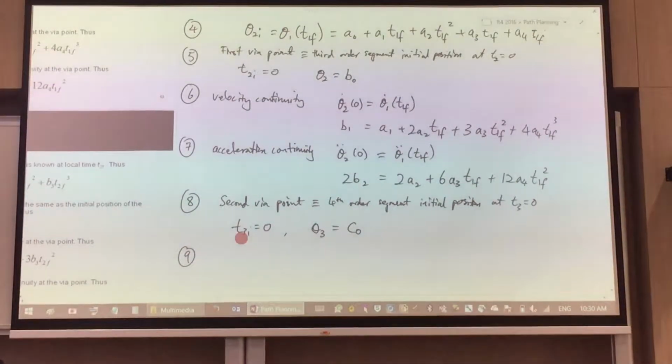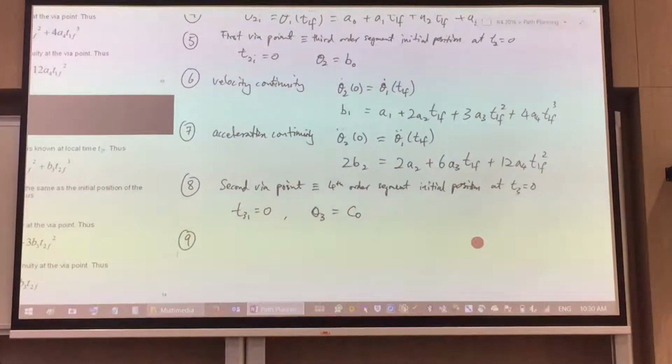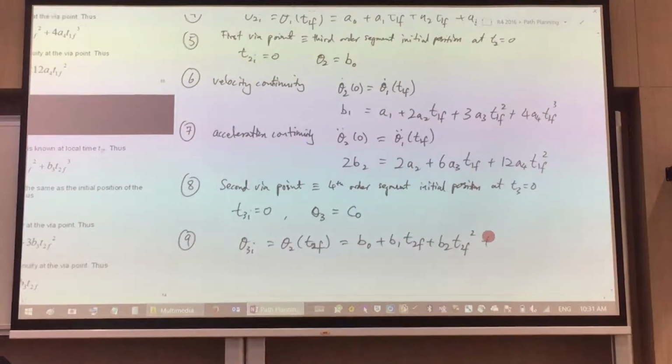Ninth boundary condition, we need to say that your theta 3i is equal to theta 2 at t2f. Right, so that initial position of your segment 3 must be equal to the final position of your segment 2. So what that means is that you get this equal to b0 plus b1 t2f plus b2 t2f squared plus b3 t2f cubed.